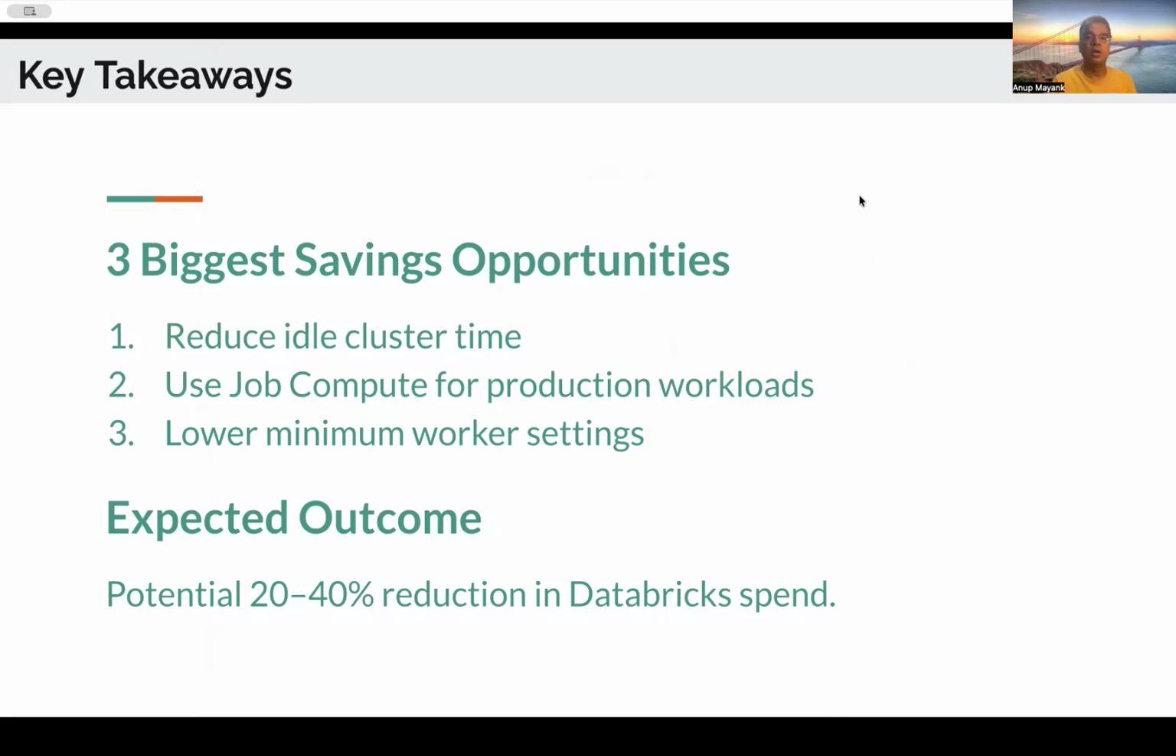To sum it up, the key takeaways are: reduce idle cluster time, use job compute for production workloads, and lower minimum worker settings. You could easily save 20 to 40%, if not more, on your Databricks spend.